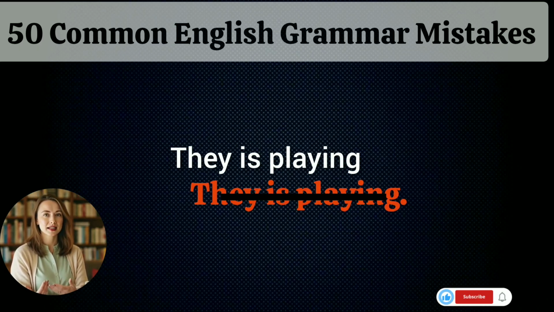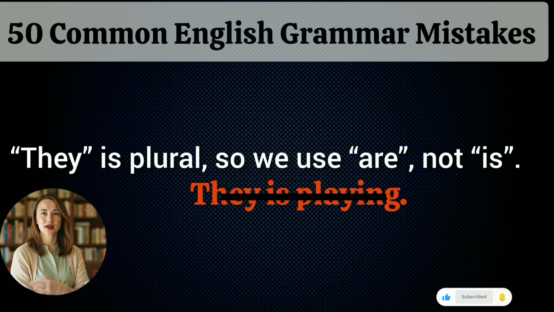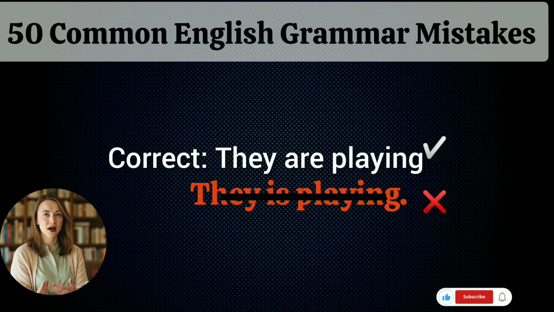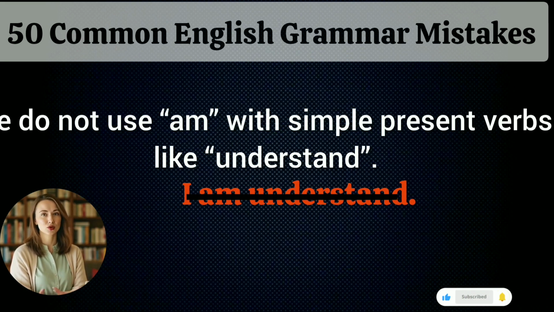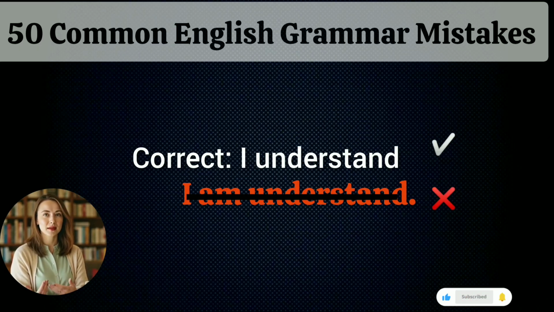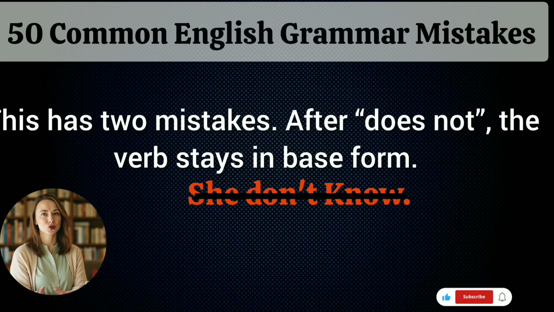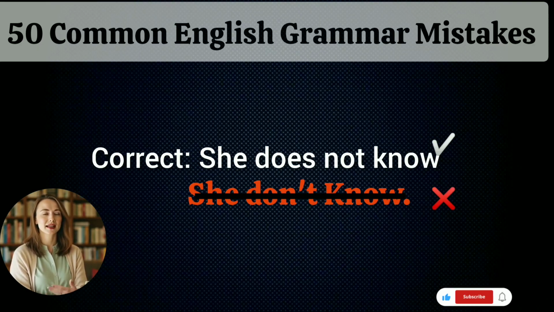"They is playing." They is plural, so we use are, not is. Correct: They are playing. "I am understand." We do not use am with simple present verbs like understand. Correct: I understand. "She not knows." This has two mistakes. After does not, the verb stays in base form. Correct: She does not know.